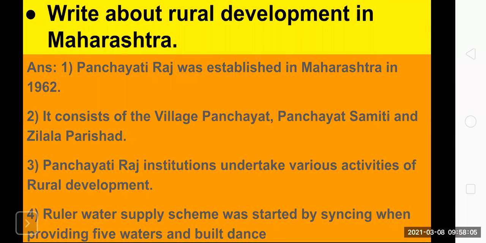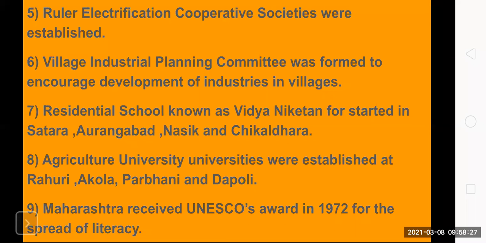Okay, next one. Panchayati Raj institutions undertake various activities of rural development. Which type of development? Rural water supply schemes were started by sinking wells, providing fresh water and building dams. Rural electrification cooperative societies were established. Next one, a village industrial planning committee was formed to encourage the development of industries in villages.